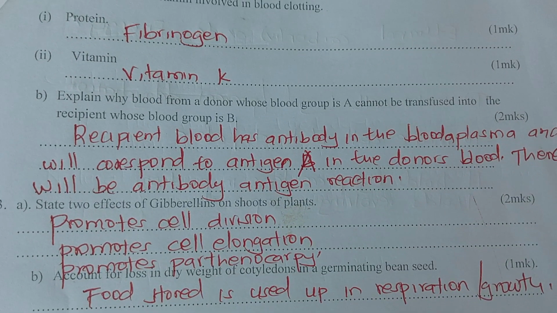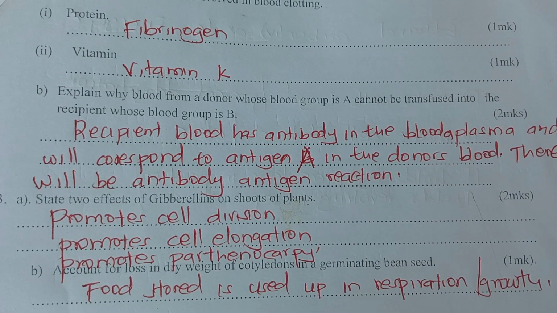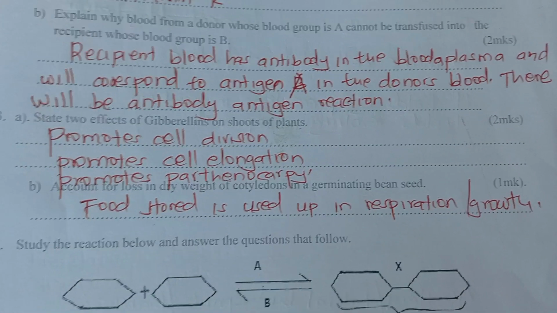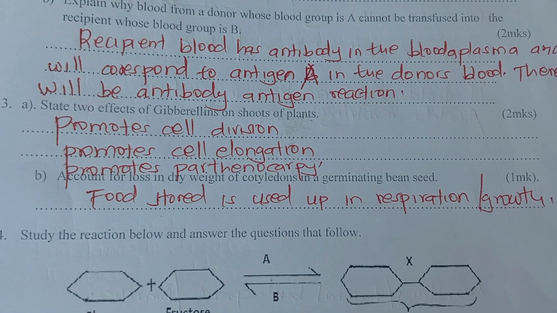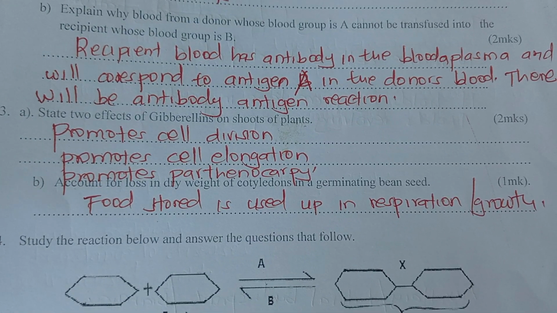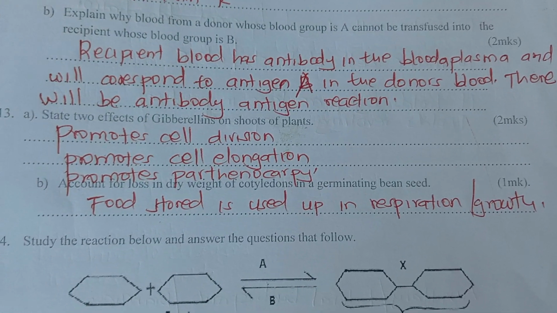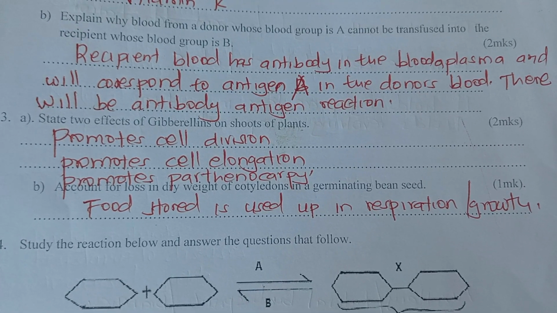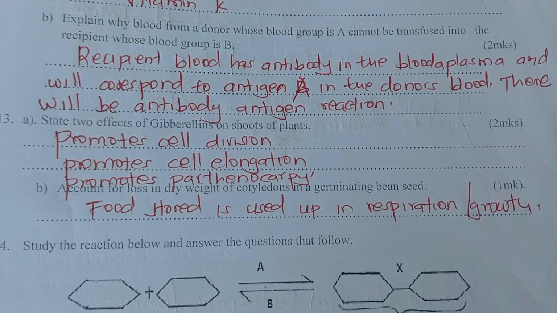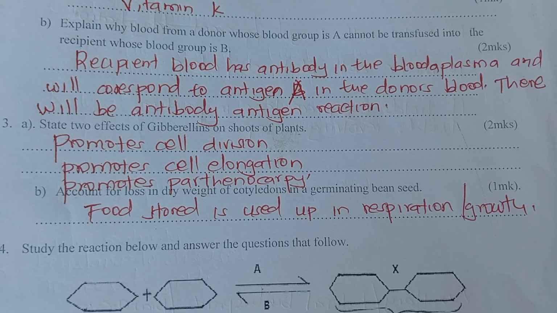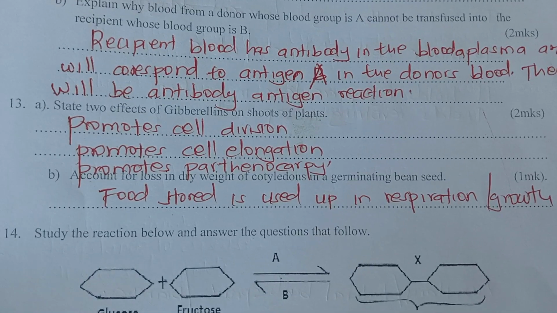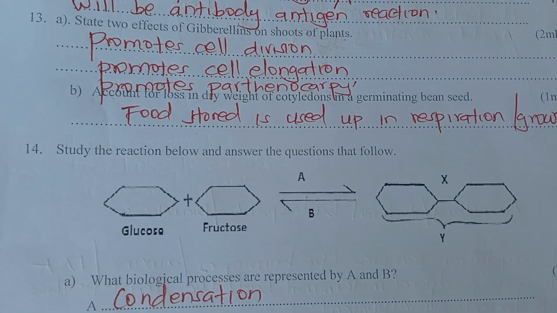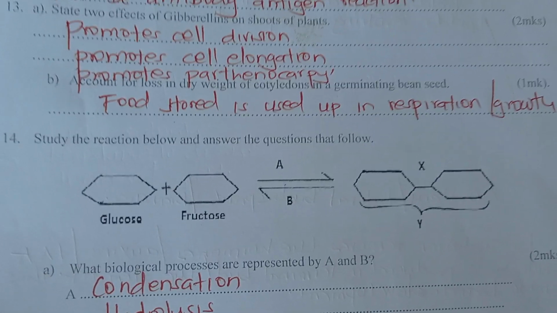Explain why blood from a donor whose blood group is A cannot be transfused into a recipient whose blood group is B. So that is because of antibody-antigen reaction. The recipient blood, who is B, has antibody A in their blood plasma that will correspond with the antigen A in the blood group A of the donor, and therefore there will be antigen-antibody reaction causing agglutination or clumping together of red blood cells in that matter.